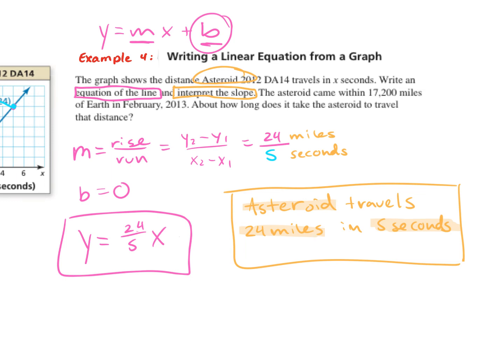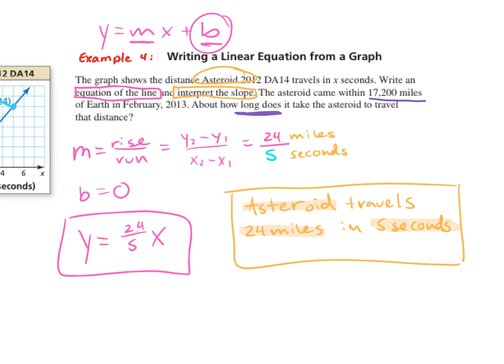The last part of this question says the asteroid came within 17,200 miles of Earth in February 2013. About how long does it take the asteroid to travel that distance? So we're trying to find the time, and it gave us the miles. So I'm going to use my equation.